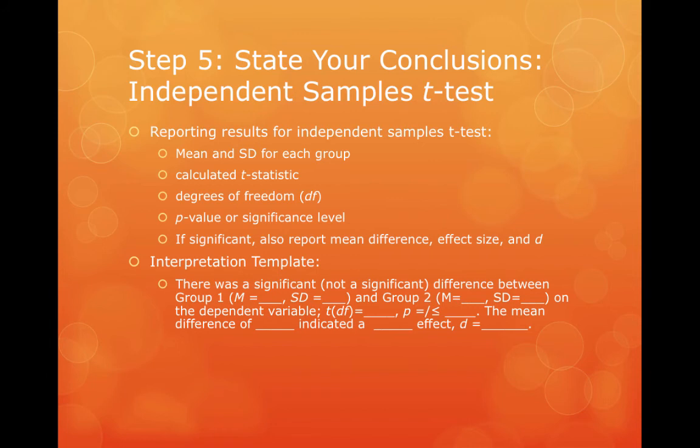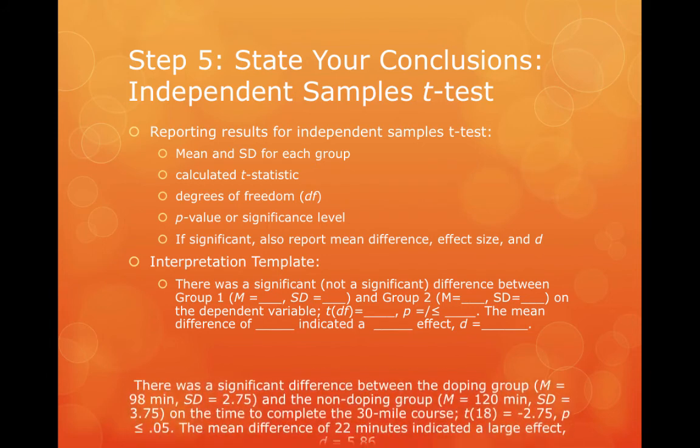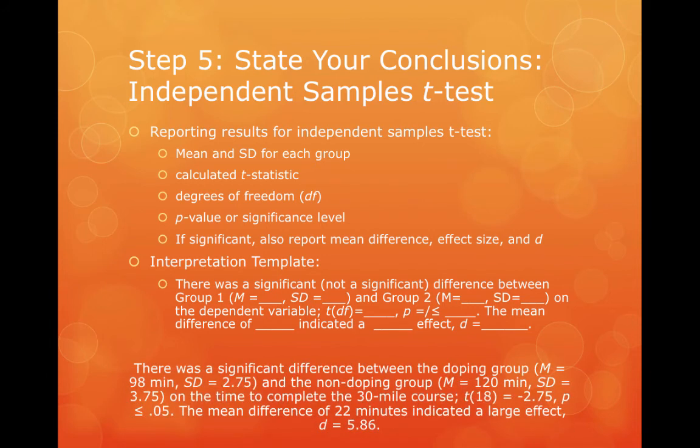So here's how we would state our final conclusions for our cycling example. There was a significant difference between the doping group and the non-doping group on the time to complete the 30-mile course. Notice that we're stating the mean and standard deviations for both of our groups, followed by our t statistic, negative 2.75, degrees of freedom in parentheses, p is less than or equal to 0.05 because we don't know the exact probability of the null hypothesis being true. We just set it using our alpha level. Because it's significant, the mean difference of 22 minutes indicated a large effect. d is equal to 5.86.